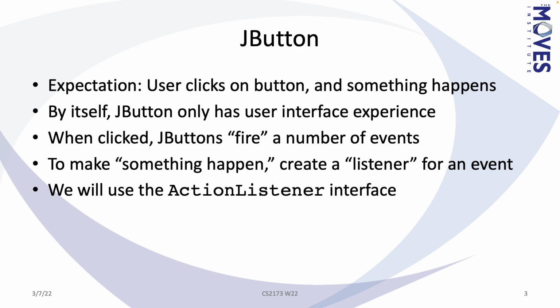So as we've seen, by itself the JButton just has the user interface. It doesn't do anything. When we click it, it actually fires a whole pile of events, but the action event is the one thing we're going to focus on. We're going to do that by creating an action listener, which is an interface that Swing provides for doing precisely this.